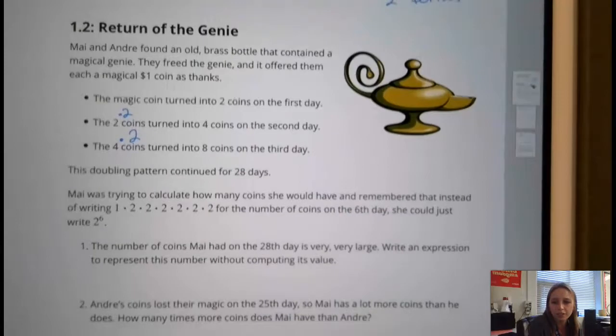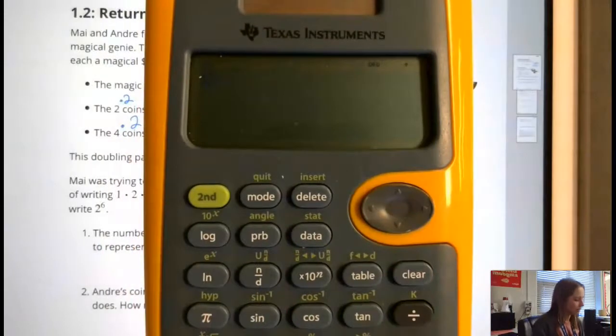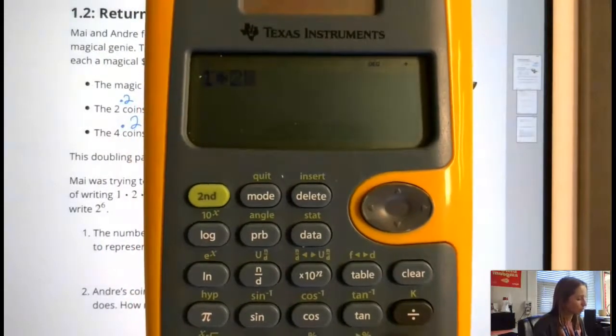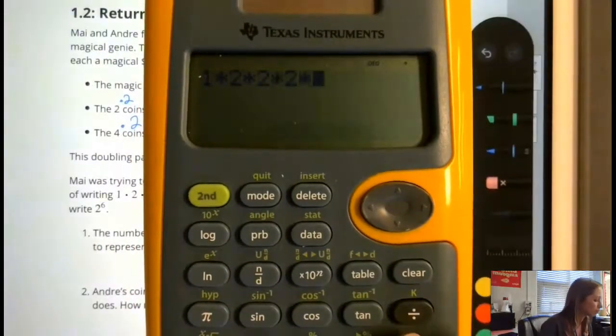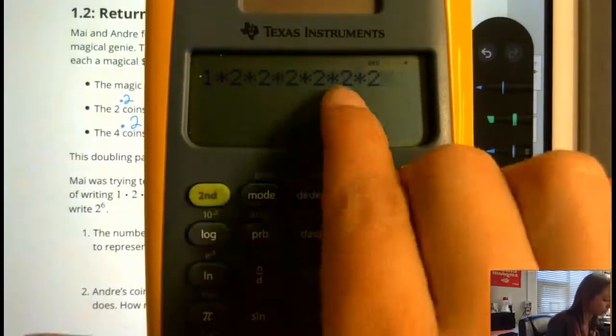Alright, so down here it says Maya was trying to calculate how many coins she would have, and remembered that instead of writing 1 times 2 times 2 times 2 times 2 times 2 times 2 for the number of coins on the 6th day, she could just write 2 to the 6th power. So let's go ahead and test this theory out. So on my calculator, I'm going to take 1 times 2 times 2 times 2 times 2 times 2 times 2. I think that's enough. 1, 2, 3, 4, 5, 6.